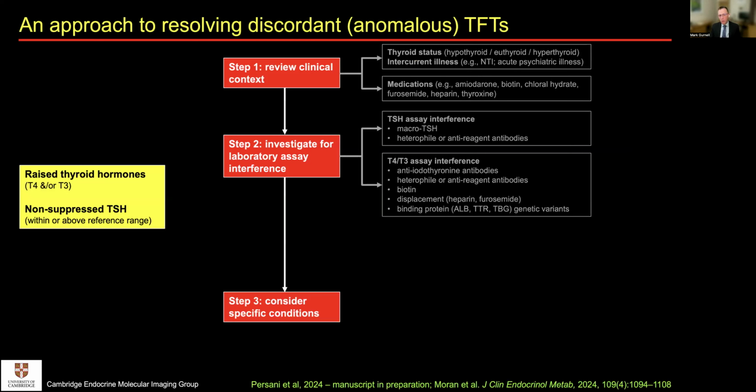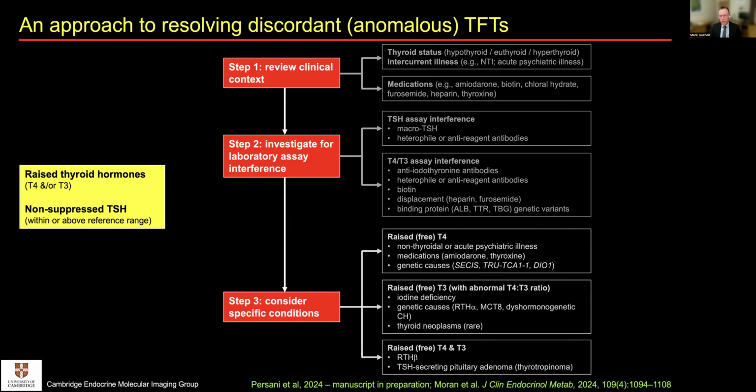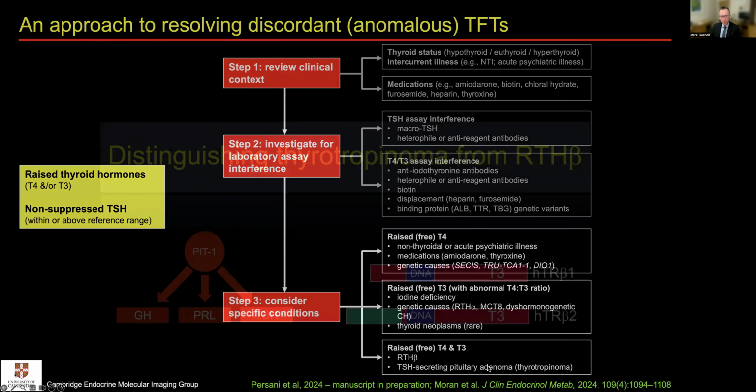So once we've excluded laboratory assay interference, then we need to consider specific conditions: conditions that are associated with raised free T4, conditions which are associated with raised free T3 and with abnormal T4-T3 ratios, or indeed conditions associated with raised free T4 and free T3. Now, in the interest of time, I'm just going to focus on this group at the bottom here, and in particular, trying to distinguish between RTH beta, resistance to thyroid hormone due to mutations in TR beta, and TSH-secreting pituitary adenomas, thyrotropinomas, sometimes known as TSHomas.